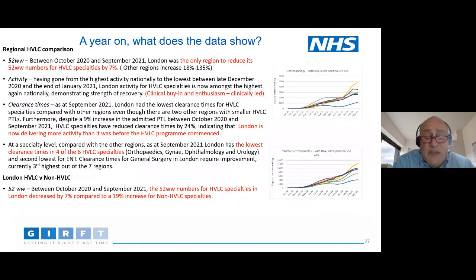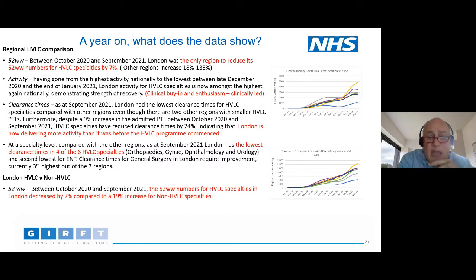And what have we done in London? So I think this really says it all. In London, we started this in September 2020. What have we achieved? We're the only region to reduce our 52-week numbers for HVLC by 7%. Every other region, it's gone up by between 18 and 135%.